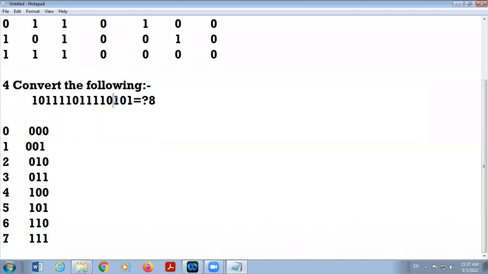So here grouping will be of 3 digits. Okay. So 101, here it is 5. Okay, 101 is 5. 110, it is 6. And 011, it is 3. And 111, it is 7. And 101, it is 5. The answer is 5 7 3 6 5. Note down this.